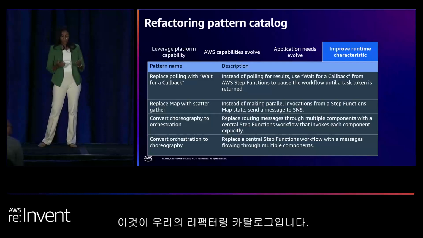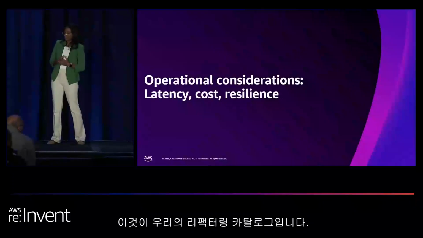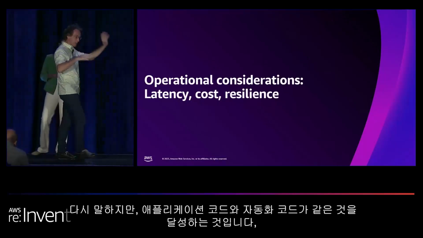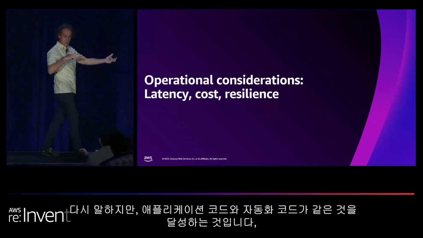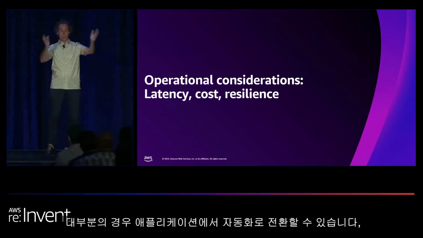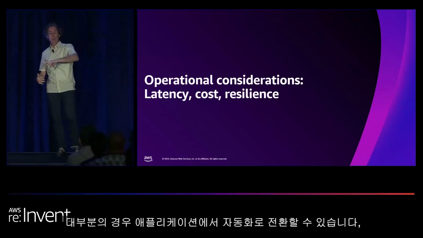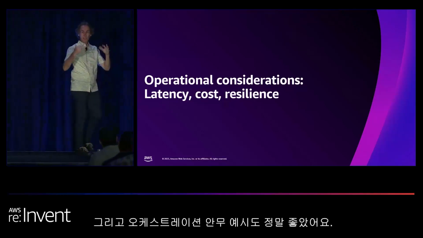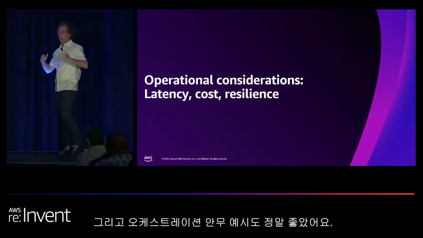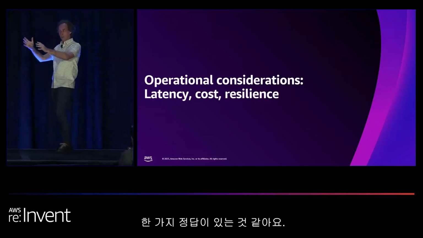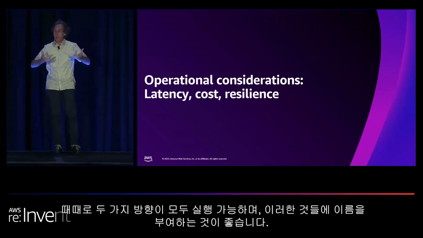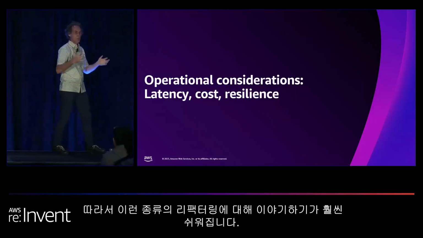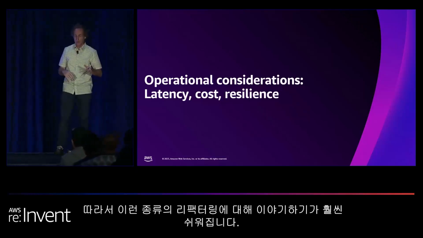So that was our catalog of refactoring. Where we are is, application code and automation code achieve the same thing and use the same language. You can shift from one to the other, most of the time from application to automation, but in some cases the other way around if you need to. The orchestration and choreography examples were very nice because we're not here to lecture that there's one right way. Sometimes both directions are viable, and it's good to give names to these things and to understand the trade-offs, so it becomes much easier to talk about these kinds of refactorings.